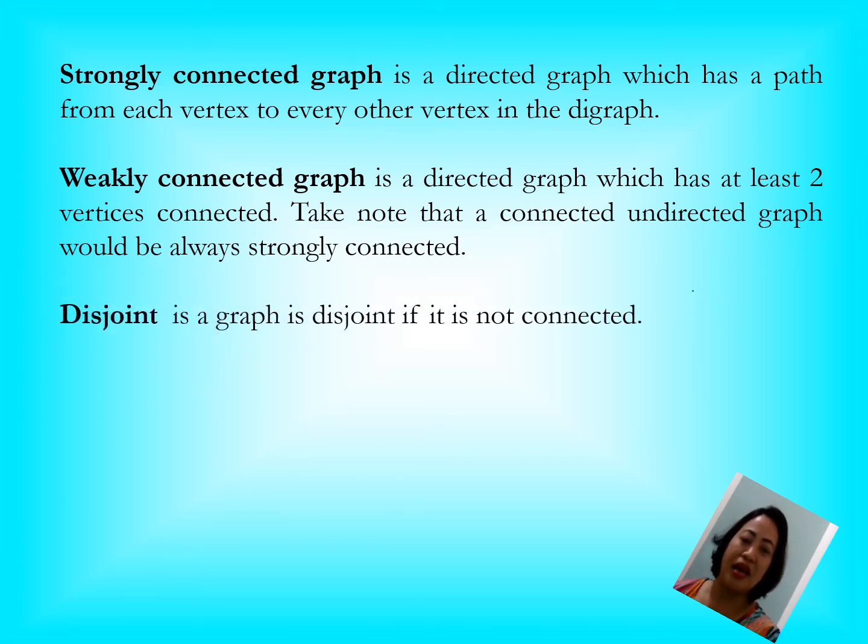Okay? And when we say disjoint, it is a graph that is not connected. Okay?